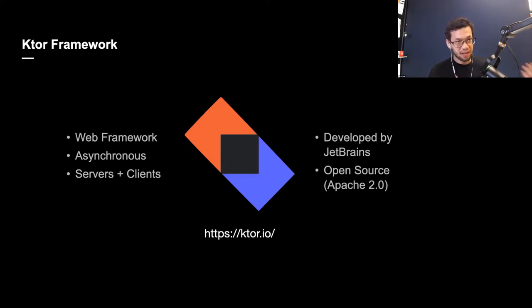Ktor also leverages asynchronous features. In Kotlin, we have a framework called coroutines. If your framework supports coroutines, that means you can handle asynchronous requests and responses, which means you can bring more performance to your application. And we open-sourced this framework under Apache 2.0. So if you are interested in it, you can go to ktor.io to know more detail. And we have comprehensive documentation on our website.